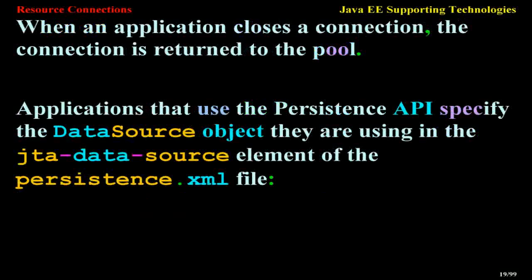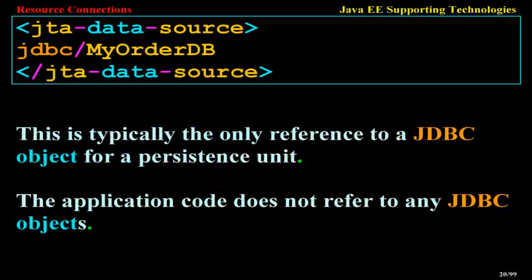Applications that use the persistence API specify the data source object they are using in the jta-data-source element of the persistence.xml file. For example, jdbc/MyOrderDB. The JDBC data source is typically the only reference to a JDBC object for a persistence unit. The application code does not refer to any JDBC objects.